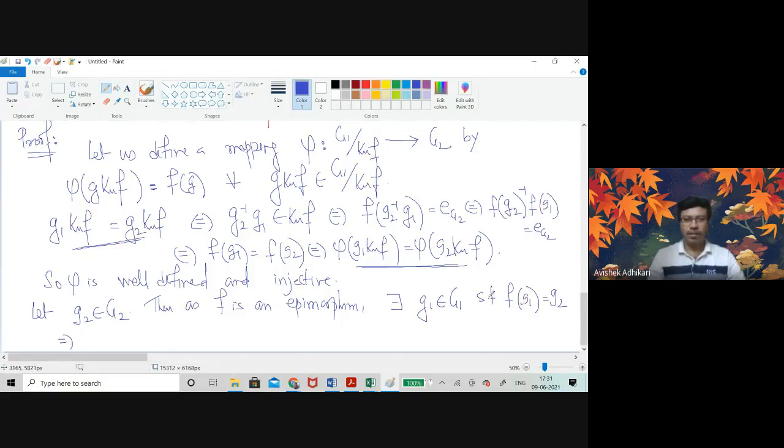What is then f of G1? By definition, f of G1 means phi of G1 car f equal to G2. So, for this G2, you have some element from G quotient car of f such that phi of G1 car f equals G2. That means phi is an epimorphism. So, we have already proved that phi is well defined, phi is injective, as well as phi is onto. Homomorphism I have not yet shown. So, phi is an onto mapping.